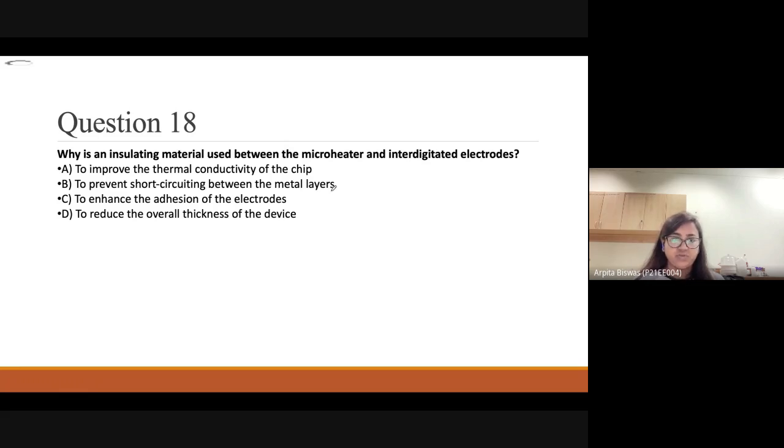Go through the question carefully. Why is an insulating material used between the microheater and the interdigited electrode? First option is to improve the thermal conductivity of the chip. The second option is to prevent the short circuiting between the metal layers. The third option is to enhance the adhesion of the electrodes. And the fourth option is to reduce the overall thickness of the device. So try to find out the right answer.